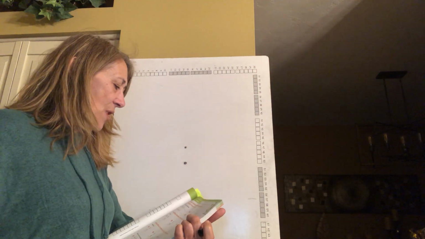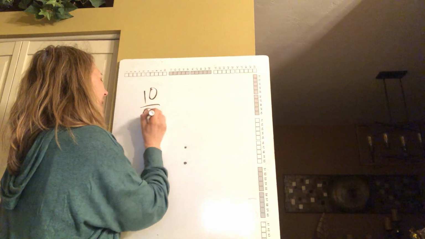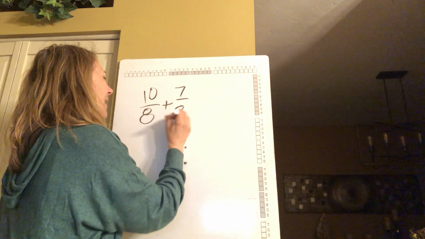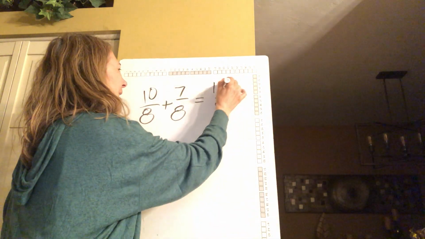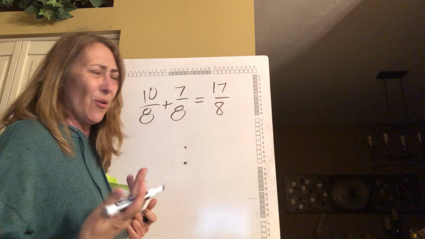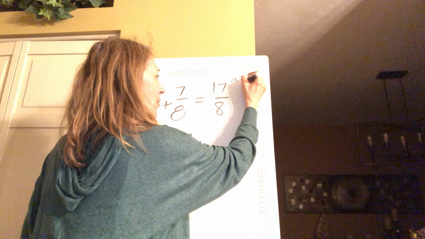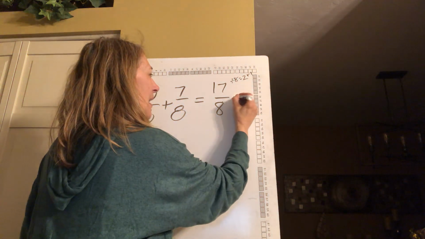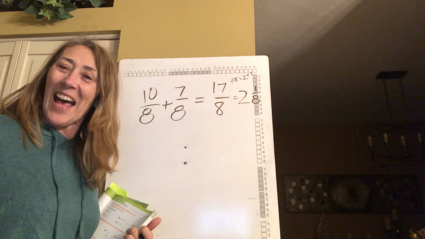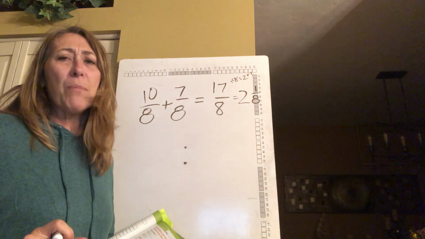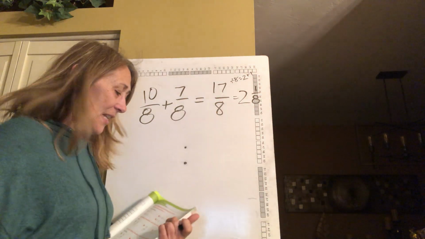All right, let's go over number 4, 10/8 plus 7/8. Denominator is 8. My pieces are 8s. 10 plus 7, 17. Fraction greater than a whole. 17 divided by 8 equals, there's 2 8s in there, remainder 1, equals 2 1/8. If you got that right, good job. If you didn't get it right, that's okay. We're going to keep practicing. So it goes from a fraction greater than a whole to a mixed number.